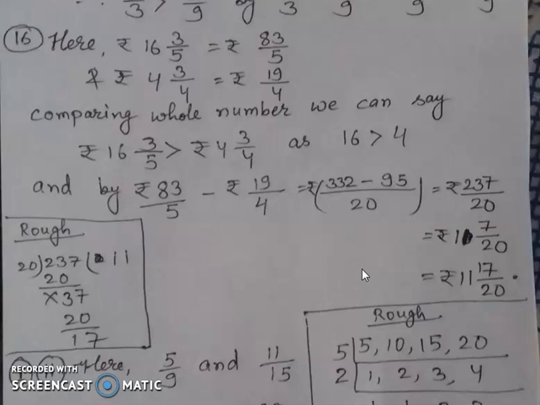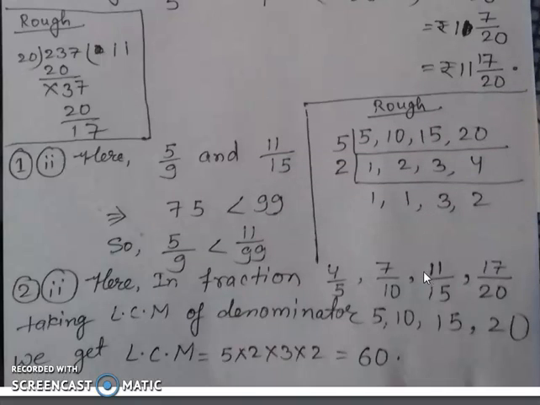So this is the way you can compare it. The rough also I have shown. Generally you have to write the rough on the right hand side, but here there was no gap, so I wrote the rough over here, and I separated this. Only the division I have shown.